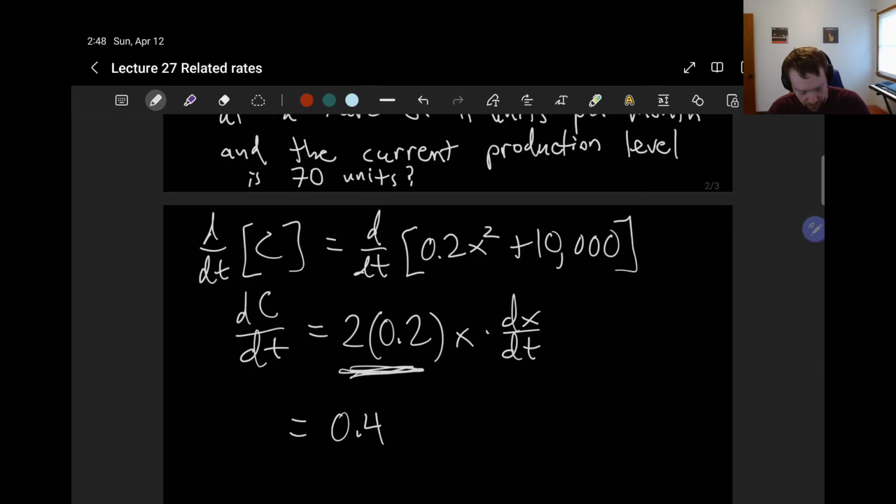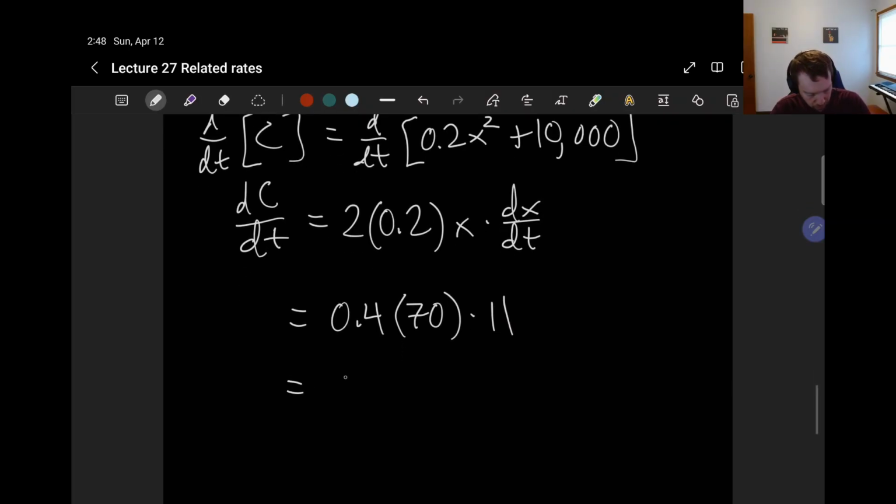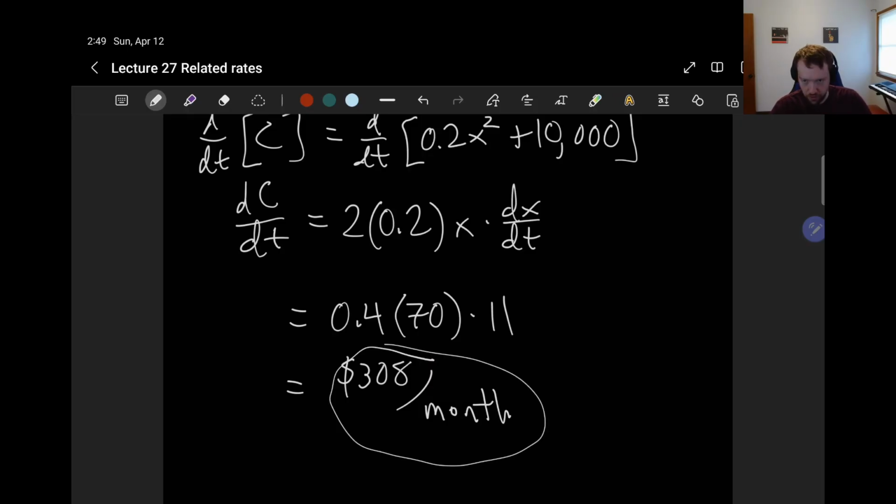And here I just multiply these two. The 2 times 0.2. x is 70 units. That's the current production level. x is the number of units. So 70. And again, the rate was 11. That's how much production was changing every month. And that brings us to 308. So $308 per month. That's how the cost is changing every month.